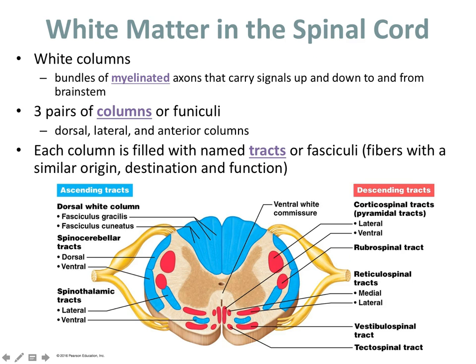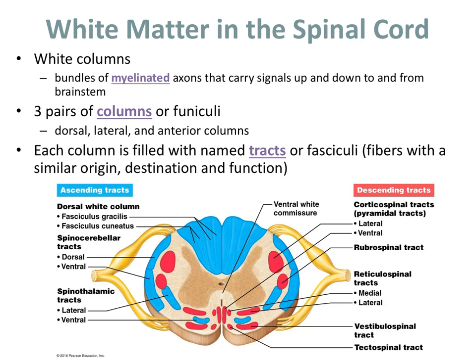The white matter in the spinal cord is arranged into columns. White columns are bundles of myelinated axons that carry signals up and down to and from the brain and brainstem. There are three pairs, left and right, of columns or funiculi. We have a right and left dorsal column, a right and left lateral column, and right and left anterior columns.